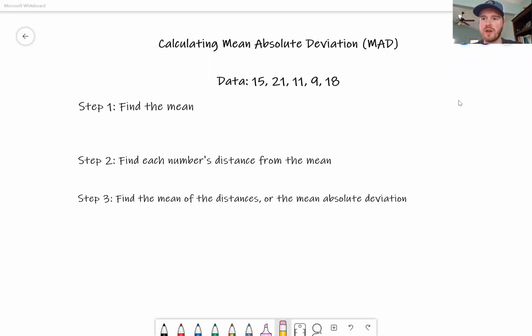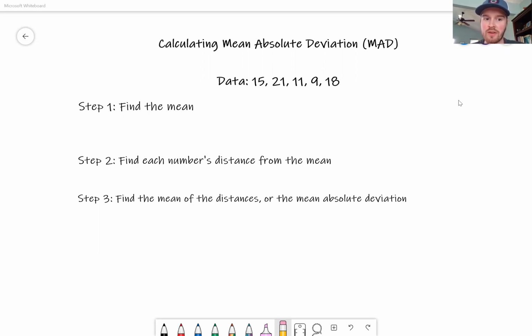Hey everybody, this week we're going to be talking about calculating mean absolute deviation. Mean absolute deviation was a topic that you guys covered in 6th grade, but it's really important with our 7th grade statistics as well. All mean absolute deviation really means is that we are finding the average distance that each number in the data set is away from the data set's mean.